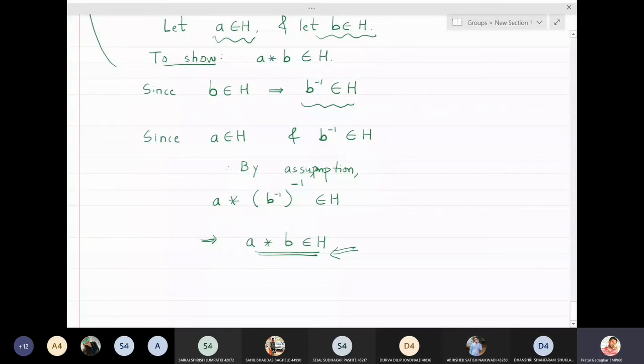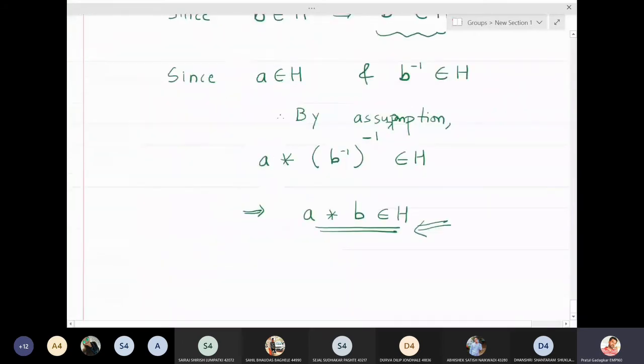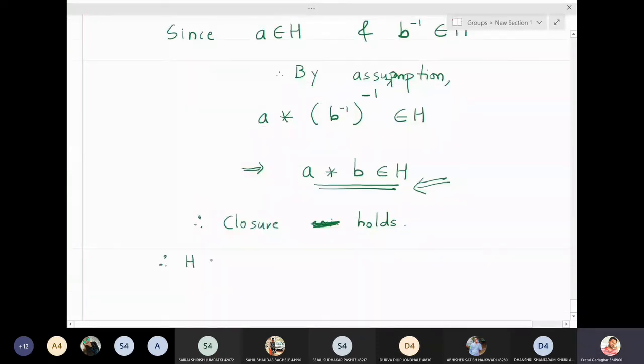And therefore, we have shown that closure holds. H is a subgroup of G is proved. So this means that part 2 is also proved.